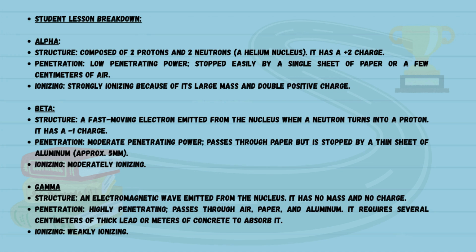Beta. Structure. A fast-moving electron emitted from the nucleus when a neutron turns into a proton. It has a -1 charge. Penetration. Moderate penetrating power. Passes through paper but is stopped by a thin sheet of aluminium, approximately 5 millimeters. Ionizing. Moderately ionizing.